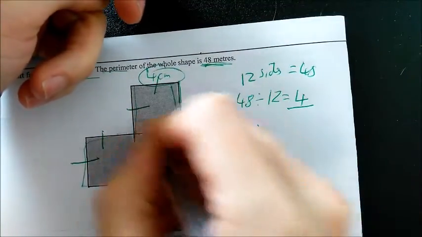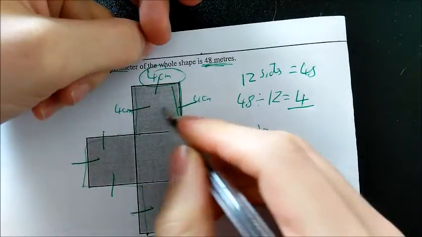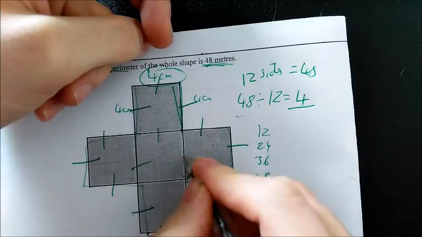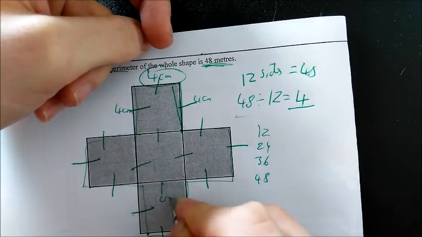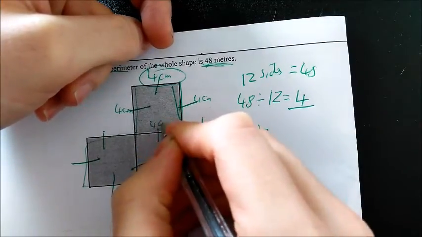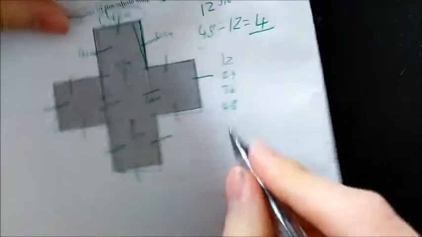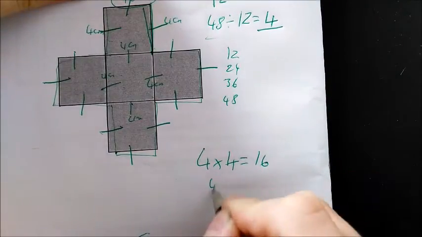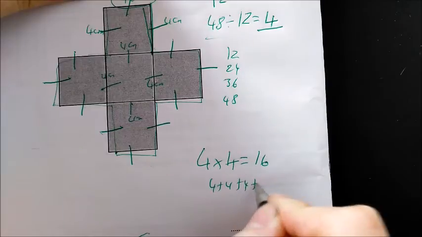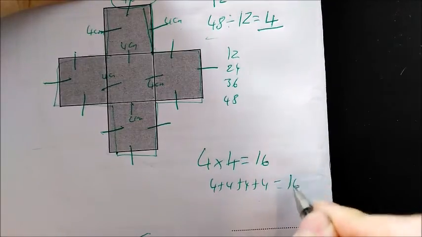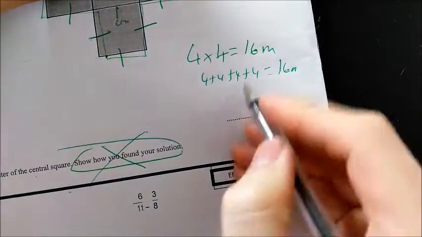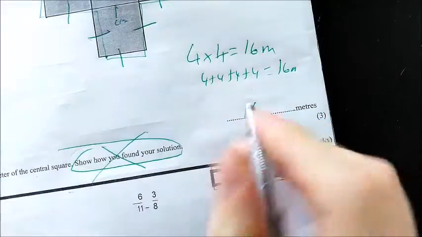Cool, 4 meters, 4 meters, 4 meters. If I know that each side length is 4, now I've got 1, 2, 3, 4, so 4 meters, 4 meters, 4 meters, 4 meters. The perimeter of this shape in the middle must be 4 times 4, which is 16, or 4 plus 4 plus 4 plus 4 equals 16 meters. Remember, units, meters. So my answer would be 16 meters.